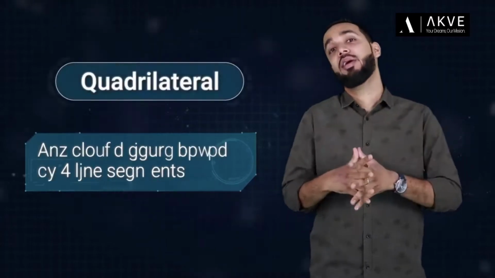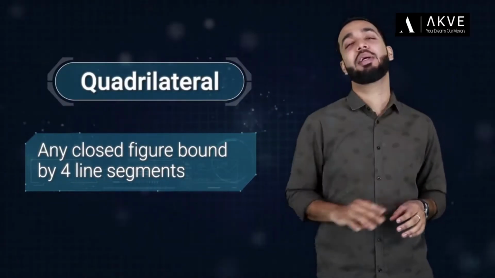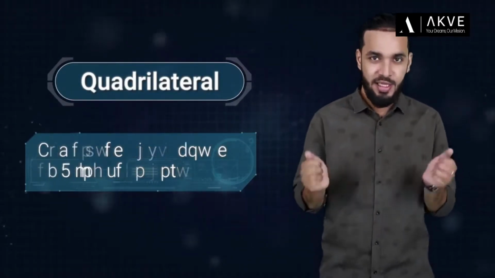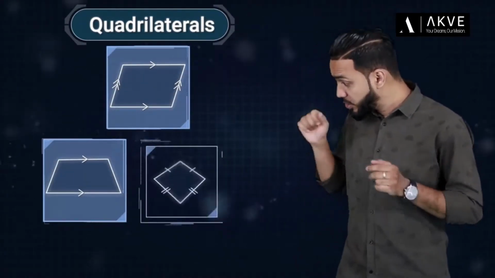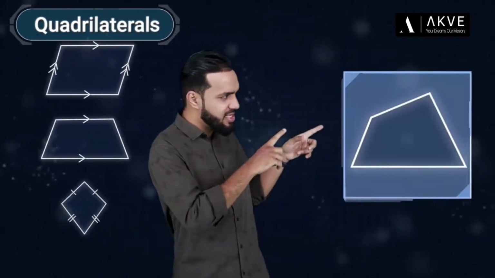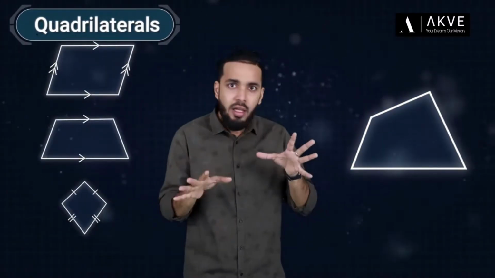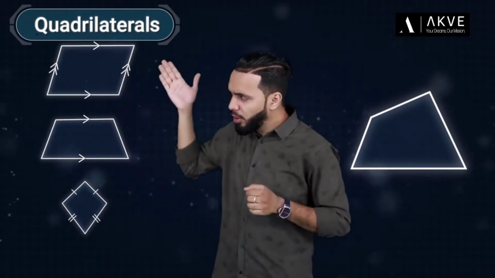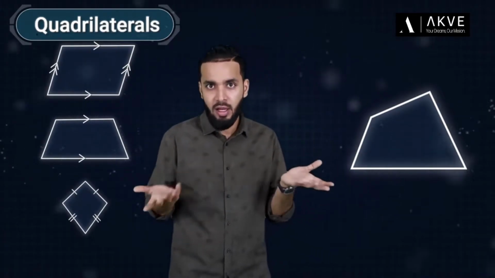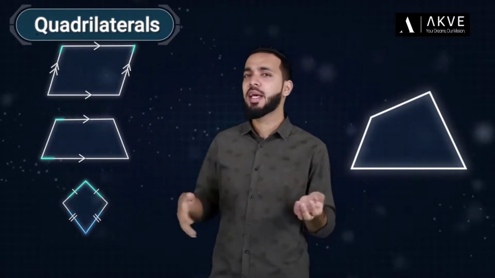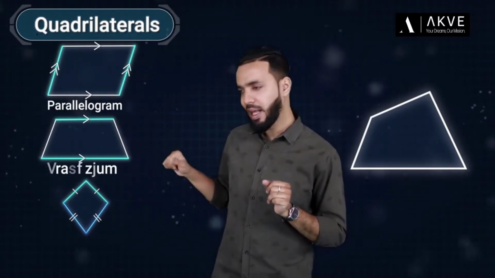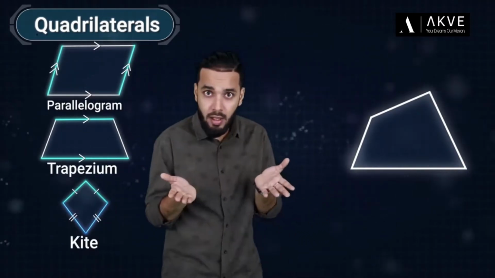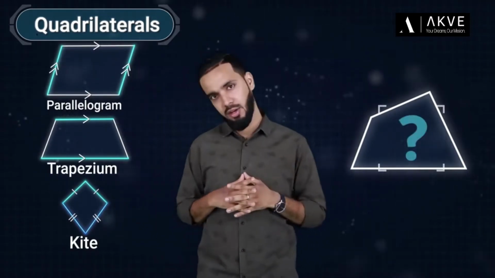Well, the last video taught us that any closed figure bound by 4 line segments is a quadrilateral. So, this one's a quadrilateral, this one's a quadrilateral, this one's a quadrilateral, and even this one's a quadrilateral. But if you just think about it, you already know these quadrilaterals, right? Observing the recognizable properties, one can easily say that this one's a parallelogram, this one's a trapezium, and this one's a kite. But what about this quadrilateral?